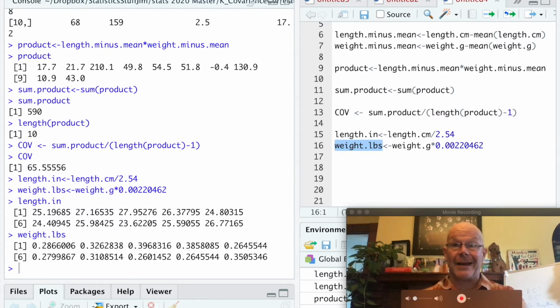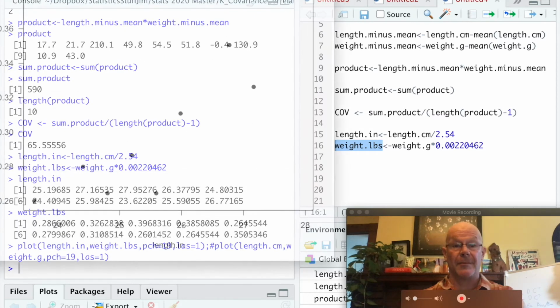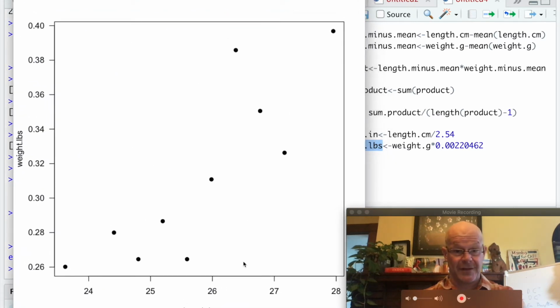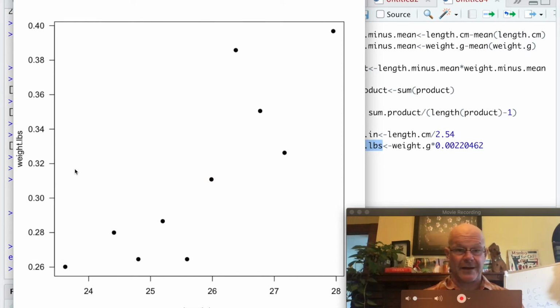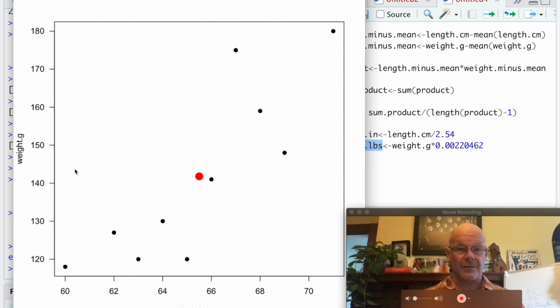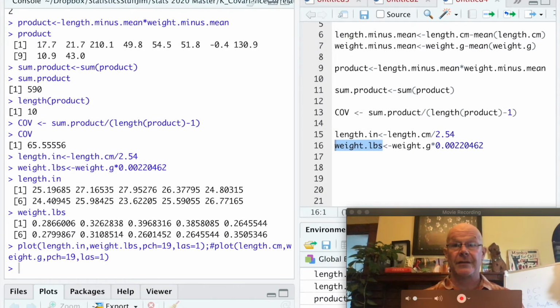We could plot that out and see what that looks like, and it's going to look just like our previous plot did, right? The only difference is that the units are different. Here we're in inches, here we're in pounds, and then over here we were in centimeters, and here we were in grams. You can see that except for the appearance of that cute red dot, the data are not moving at all, but the units have changed. And so let's go ahead and calculate the covariance of that.